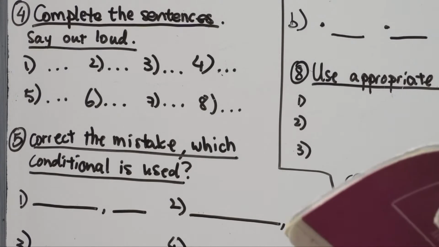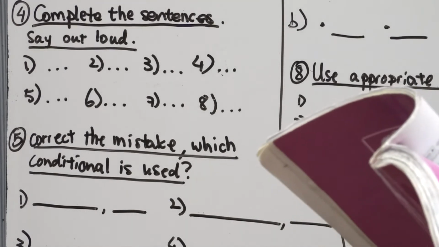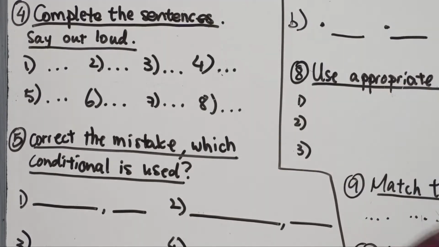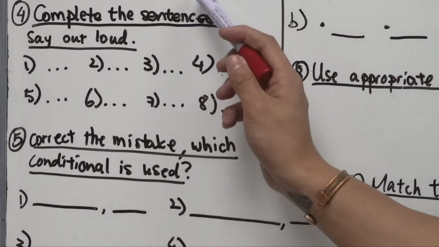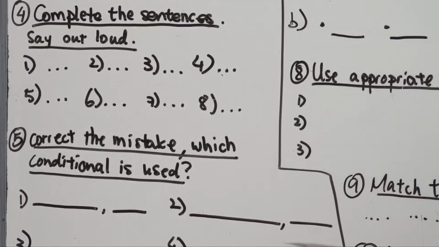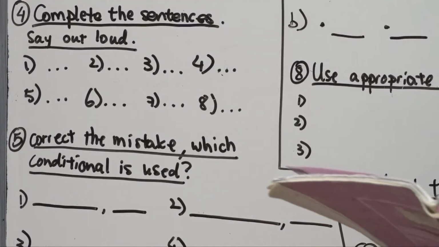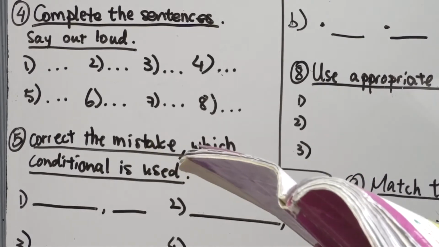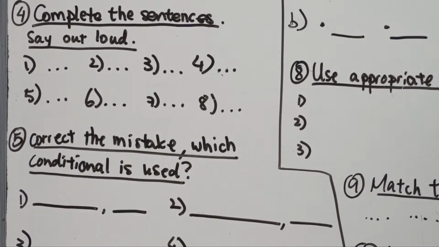Number 3, if Joe hadn't studied for his test, he wouldn't have passed it. Again, this is very good, like Jenny's example, wouldn't have, okay? He would not have passed, past participle. Number 4, if I had seen you, I would have given you a lift. So given you a lift means given you a ride.